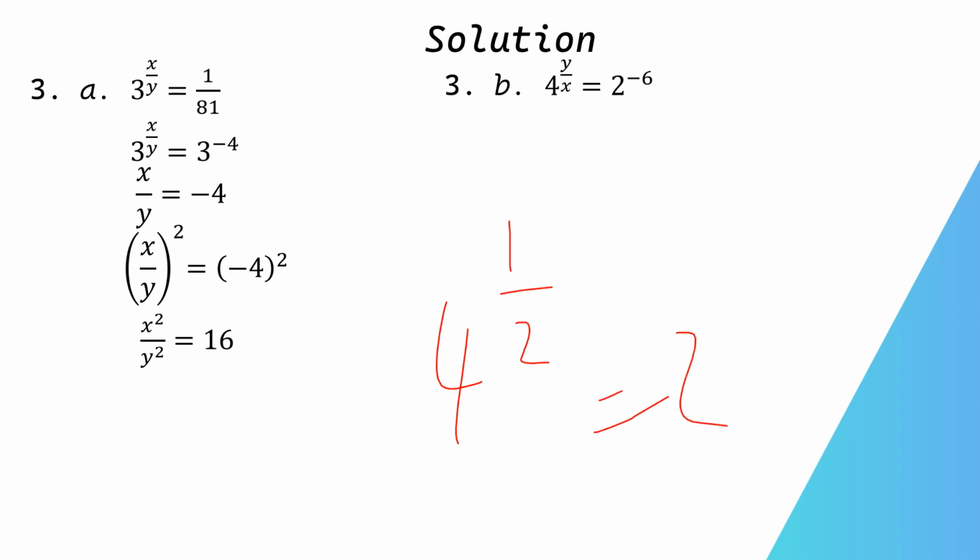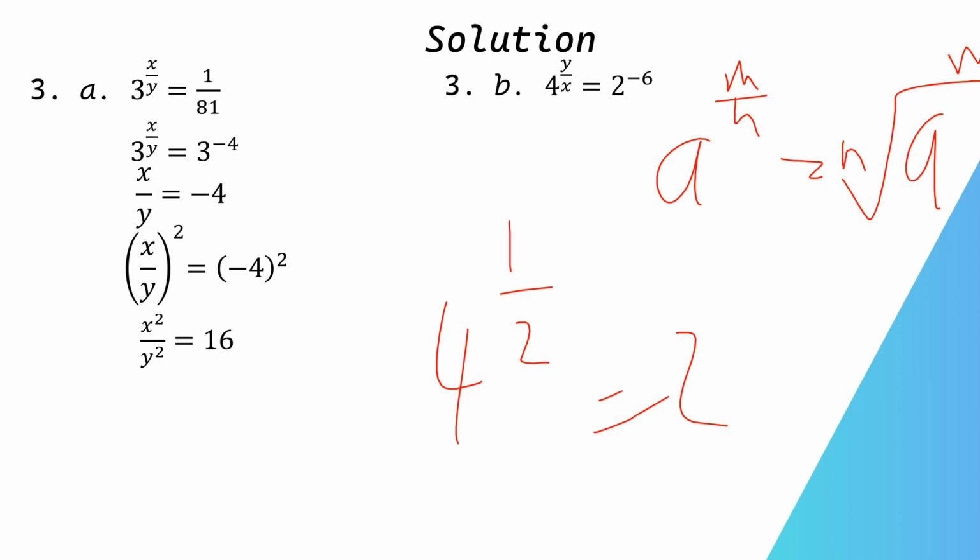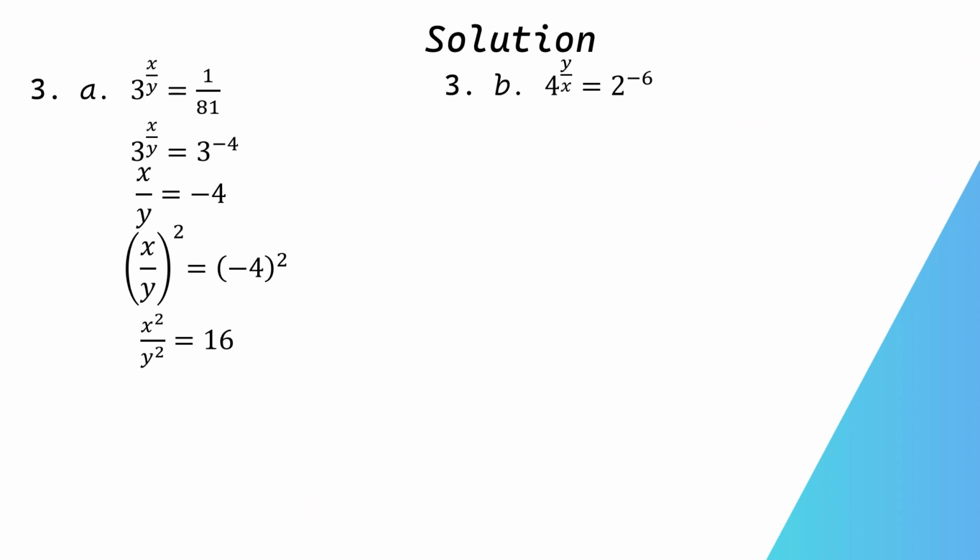So we know that anytime we have a to the exponent m on n, it is the same as the nth root of a to the exponent m. So we have root 4. And we don't like to write a 2 here because it's just root 2. Root 2 to the exponent of 1. And that's 2. So when we do this, then we are expressing it as a common base.